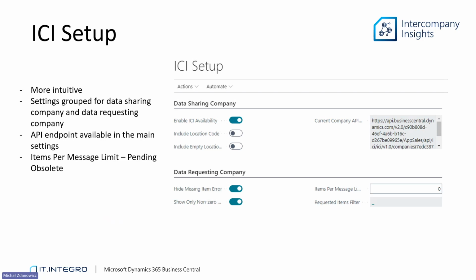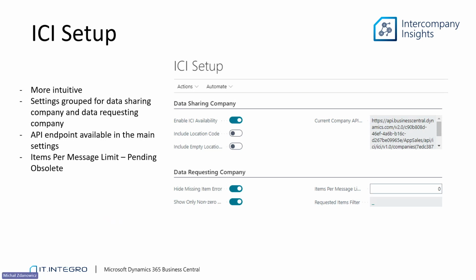Moreover, to make the endpoint configuration easier, we have put the current company API endpoint directly in the ICI setup, because previously you needed to go to the web services, find the proper object, and then copy the web service address from there. Right now, in the newest version of the app, you can just go to the settings in the data sharing company, copy the endpoint, and paste it in the data requesting company endpoint definition.